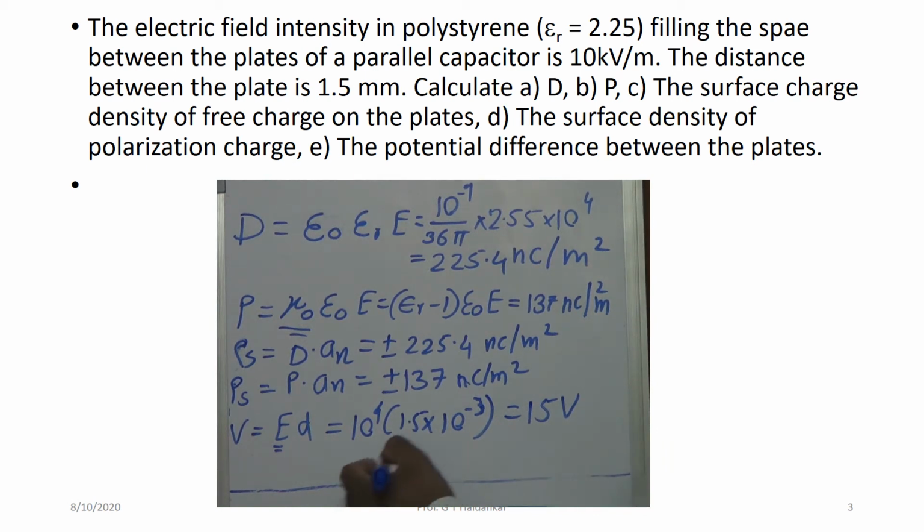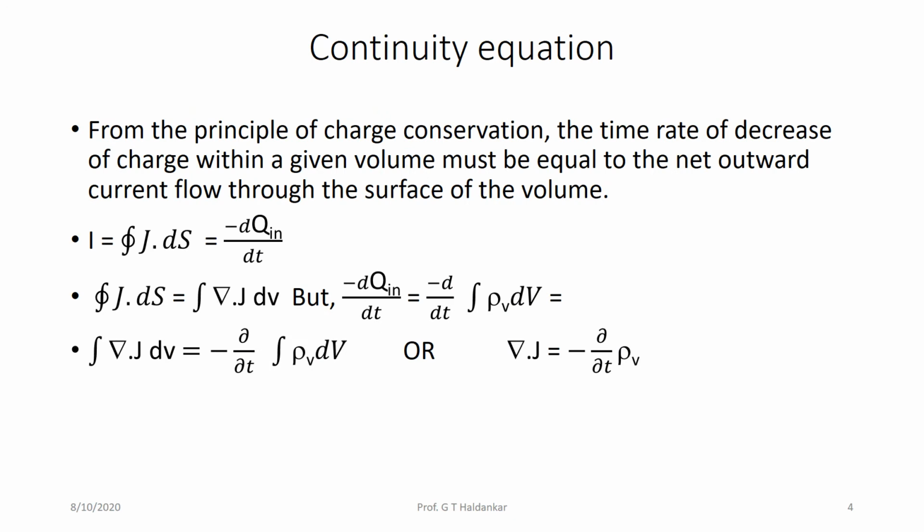So I think we have calculated everything. From the principle of charge conservation, the time rate of decrease of charge within a given volume must be equal to the net outward current flow through the surface of the volume. Thus the net current I out, coming out of the closed surface, is I equal to the surface integration of J dot dS, that is equal to minus dQ in by dt, where Q in is the total charge enclosed by the closed surface.